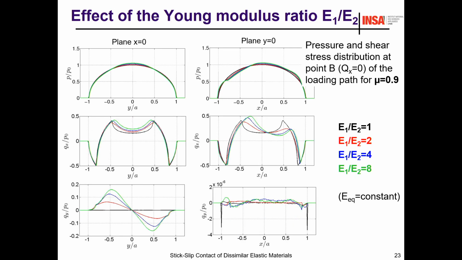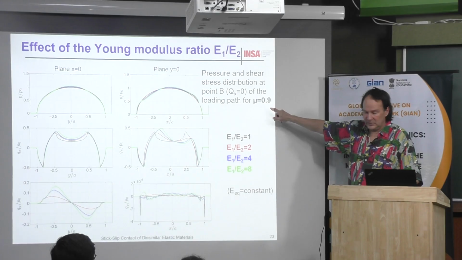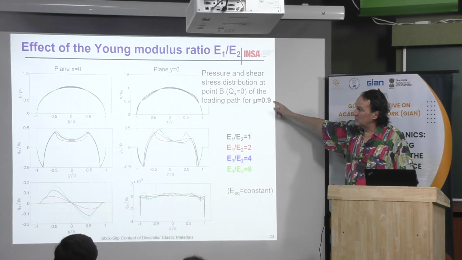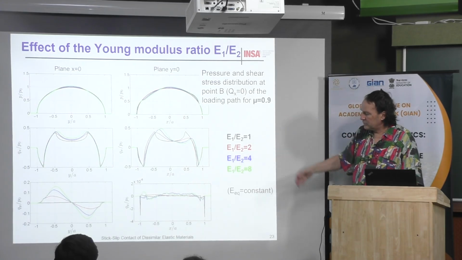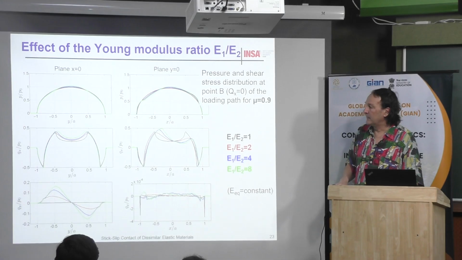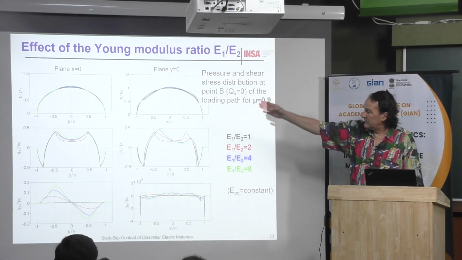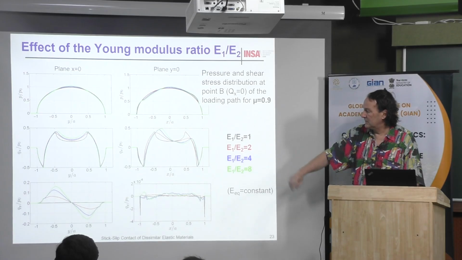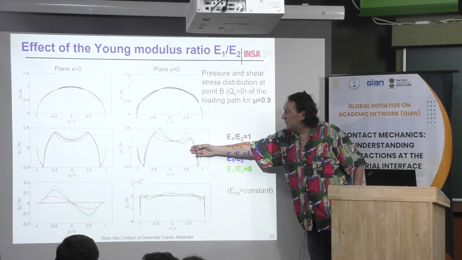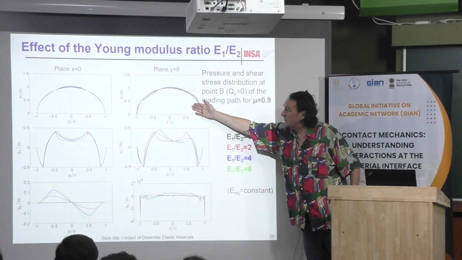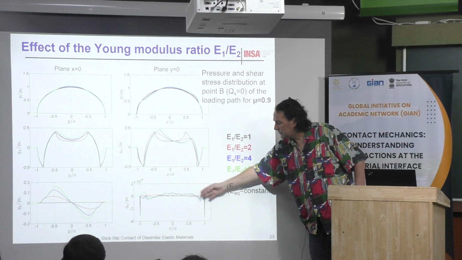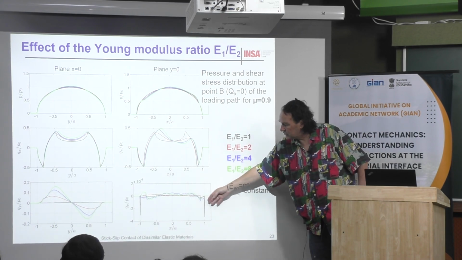Now we just changed the friction coefficient. Before it was 0.3, now it's 0.9. Then you have other type of results, but the trends remain the same. On the left, it is symmetric or anti-symmetric, and along the sliding direction, this is no more symmetric, either for the shear stress and for the pressure distribution. However, the shear stress along the transverse direction here.